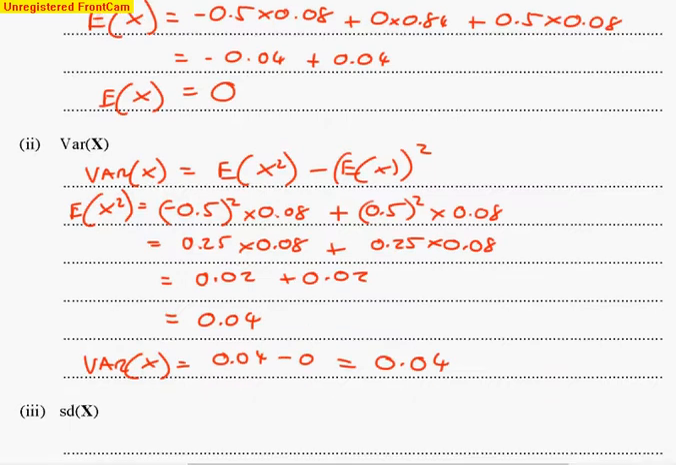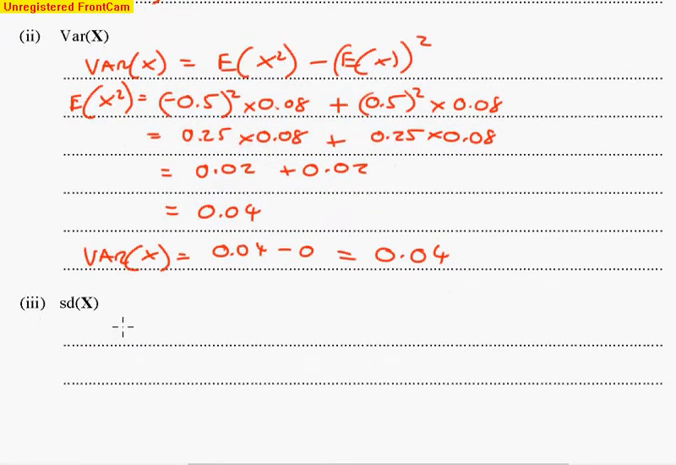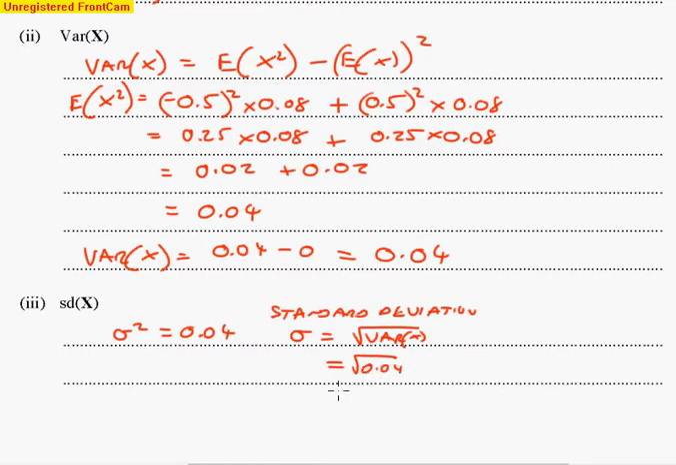And finally, the standard deviation. Now, standard deviation squared is the variance, and that comes to 0.04. So the standard deviation is the square root of the variance, which is the square root of 0.04, which is 0.2. That is that.